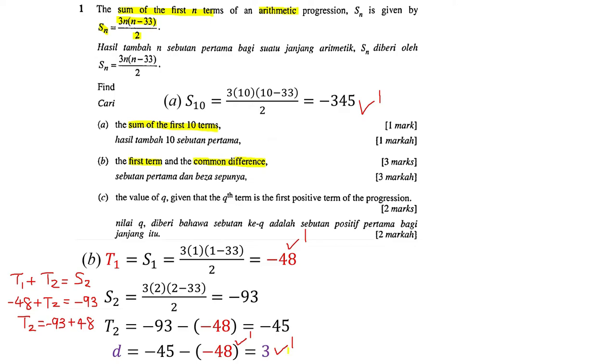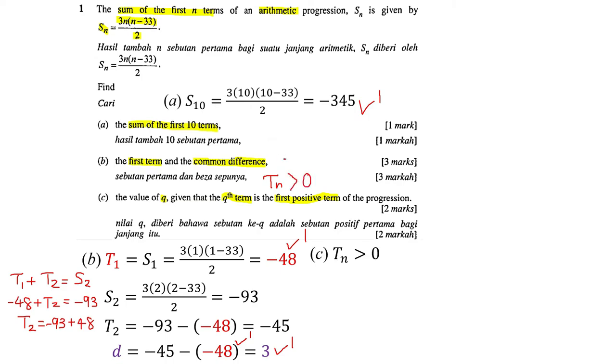Now, let us have a look at question C. Find the value of Q, given that the Qth term is the first positive term of the progression. This progression started with a negative value, right? The terms will increase by 3 every time. Eventually, it will become positive at a certain moment. Which term is the first positive term? What can we do here? Tn more than 0. Yes, for a certain term, it must be a positive value, but we don't know which term that is, right? We label that as Tn. So that Tn must be a positive value, so more than 0. So that is our starting step.